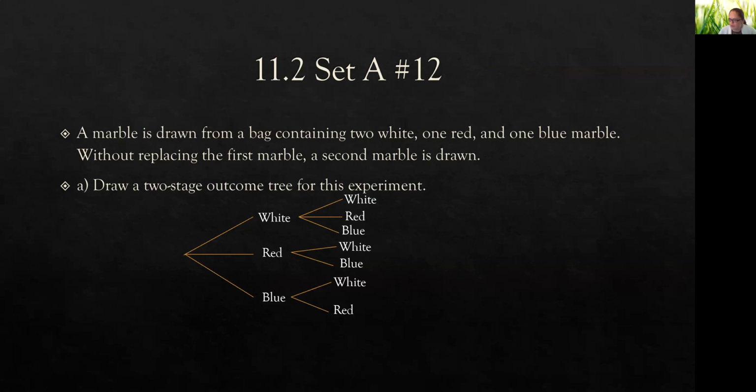So first we draw the 2-stage outcome tree. So at the first stage, we either draw out a white or a red or a blue. If we draw a white the first time, the next time we could draw out the other white ball or the red one or the blue one. If we draw out the red one the first time, remember we're not putting it back in, so we can't draw a red the second time, but the second time we can either get a white or a blue. And if we draw a blue the first time, the second time we'll either get a white or a red. Okay, so that's the outcome tree.